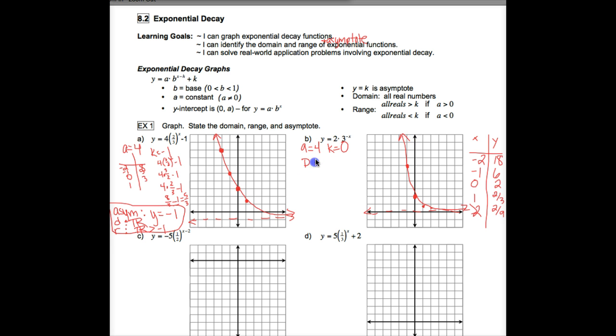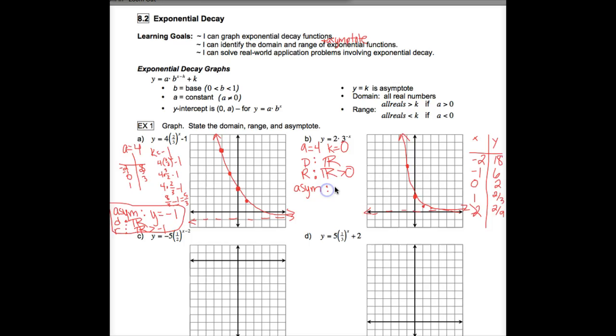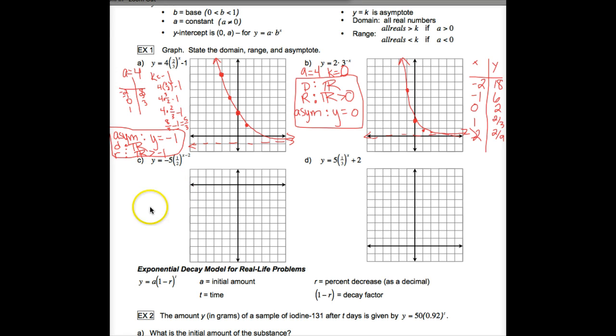The domain, again, x's go forever both ways. That's all reals. My range, they're bigger than the asymptote, so all reals greater than my asymptote, which is 0. And my asymptote, we already said, is the x-axis, or y equals 0. So there are our answers. All right, C.